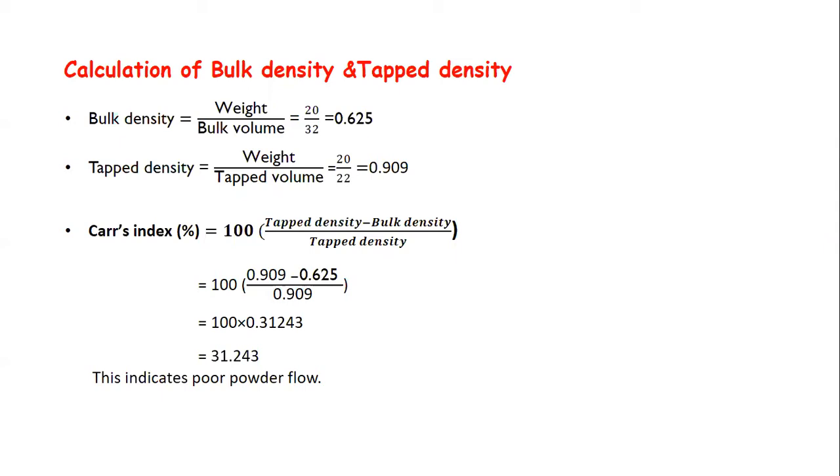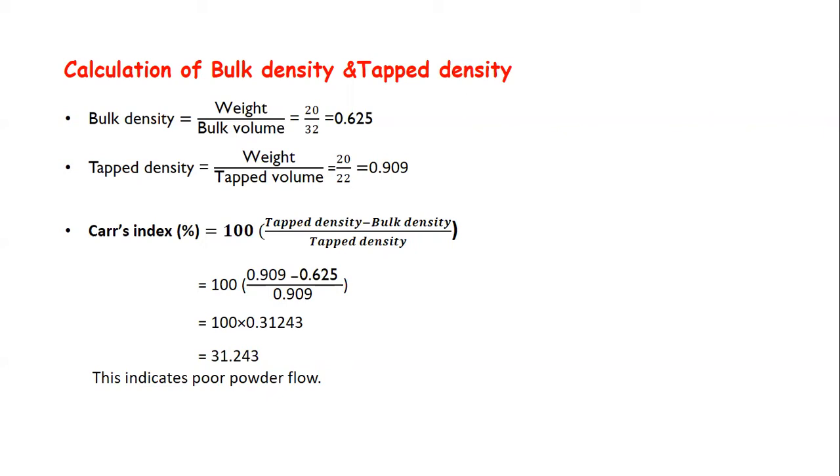0.909. Remember, the tap density is always greater than bulk density, as the weight in both calculations of bulk density and tap density is the same or constant, that is 20, 10, whatever it may be taken. But the bulk volume and tap volume are different, and that's why we get different densities, that is the bulk density and tap density. Bulk density is the inverse of bulk volume. That's why when the bulk volume is greater, bulk density is less.